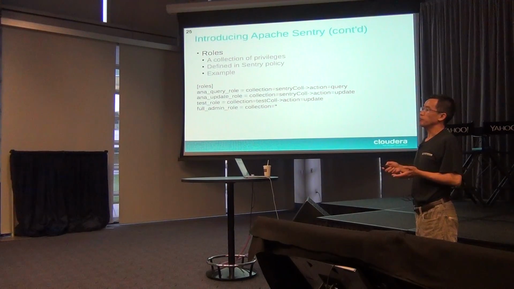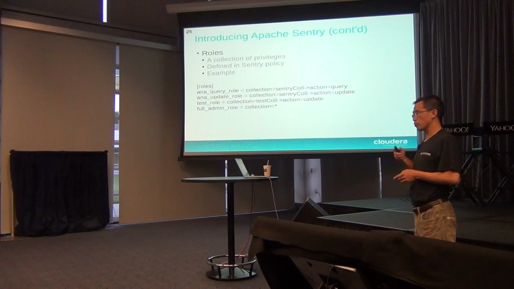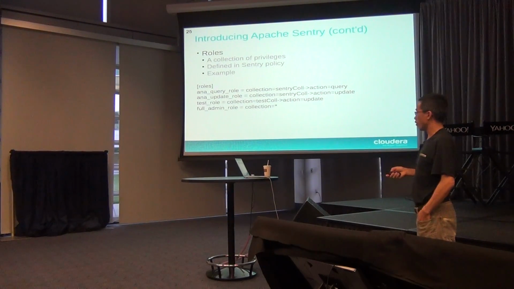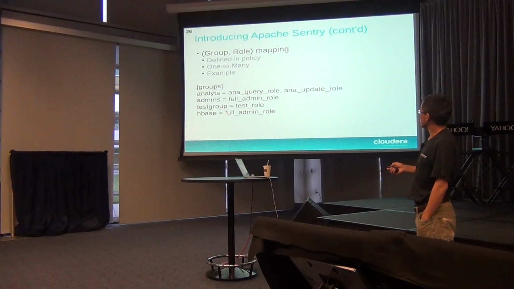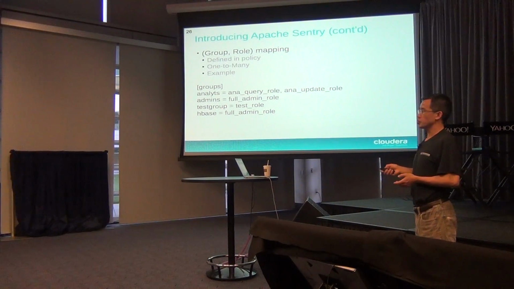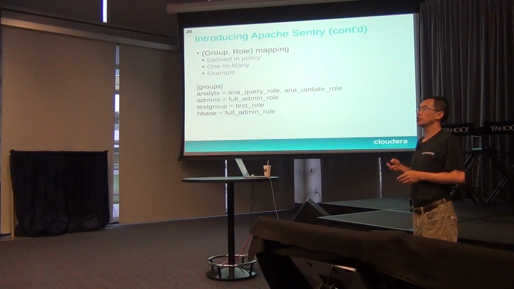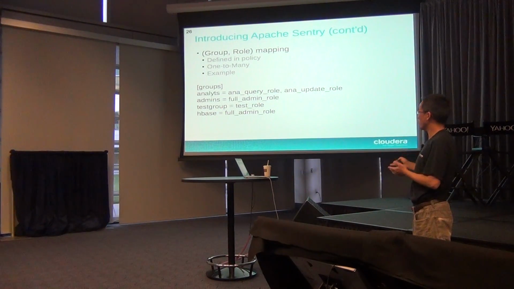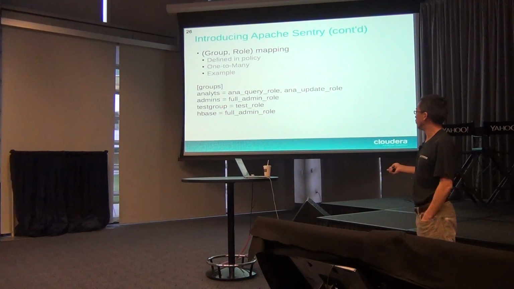So roles is usually defining who corresponds to the role that the user plays, like business analyst in your organization or IT specialist. So the central part of the policy is the group-role mapping. You assign the role to certain groups so that all the members in the group have all the privileges included in the role.